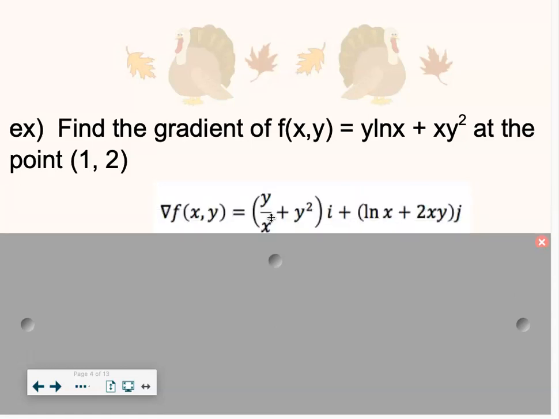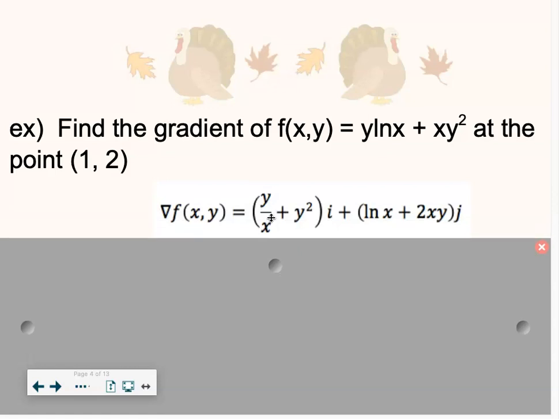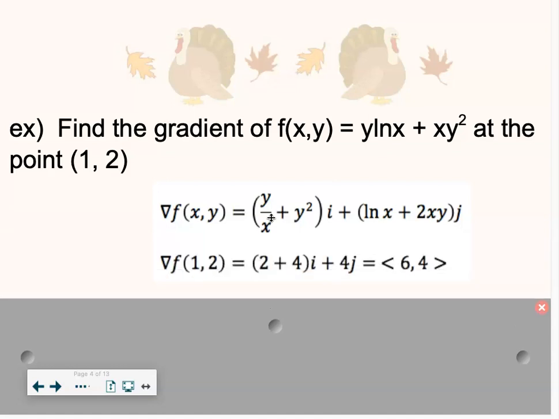Okay. So our general gradient, which would give you the gradient at any point on the function, is y over x plus y squared for my x component, and then ln x plus 2xy for my vertical component. Is that what you guys got? Questions? All right, and then you just plug in your points, and so I ended up with the vector 6, 4.